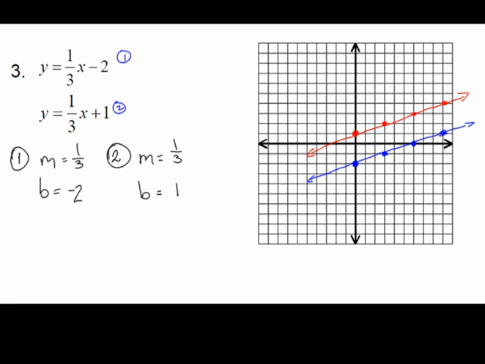And notice these two lines are parallel to each other. If our lines are parallel, we then write no solution. These two lines will not intersect each other at any point. Lines that are parallel to each other give us a no solution. Problem number 4.